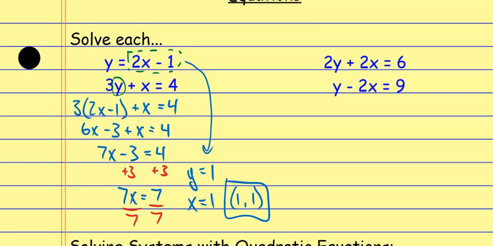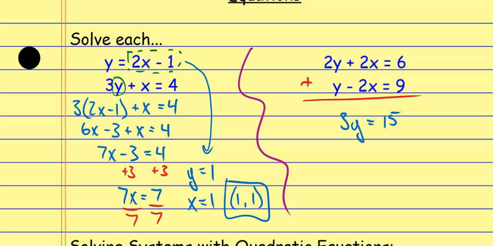If I look at the next one, same kind of thing. This one is set up nicely for solving by elimination. In fact, if I add these together exactly the way they are, the x's are going to cancel out. So if I add these up, that gives me 3y equals, over here, 15. The x's cancel out. I divide each side, so I get y equals 5.